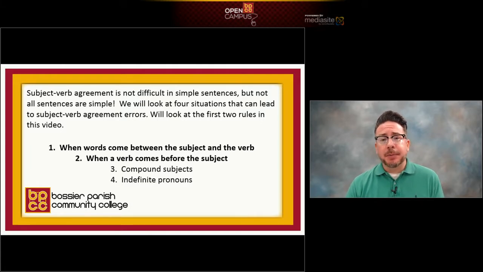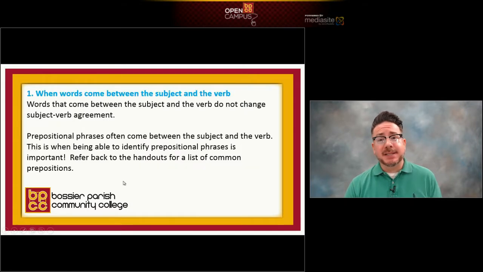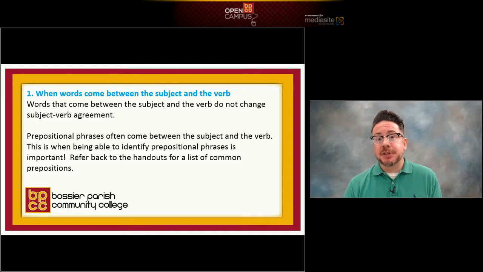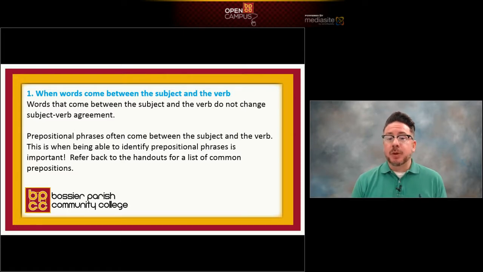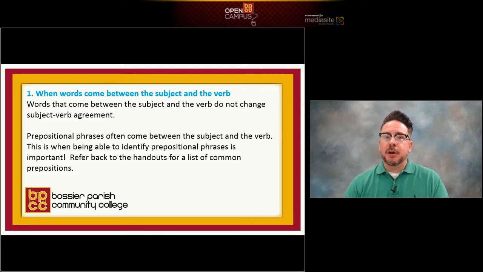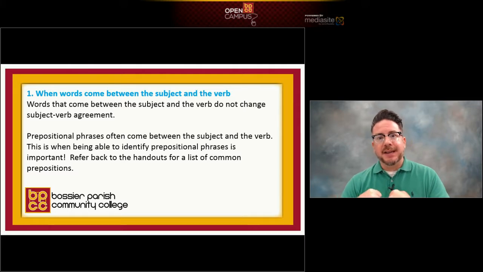So subject-verb agreement is not very difficult in simple sentences, but unfortunately not all sentences are simple. So we're going to look at 4 situations that can lead to subject-verb agreement errors. And we're going to look at the first 2 rules in this video. And the first rule is when words come between the subject and the verb. In simple sentences, the subject and the verb are right next to one another, so it's very easy to see whether or not they match.